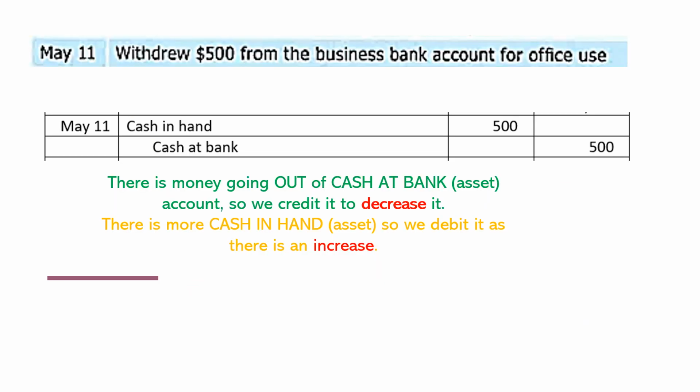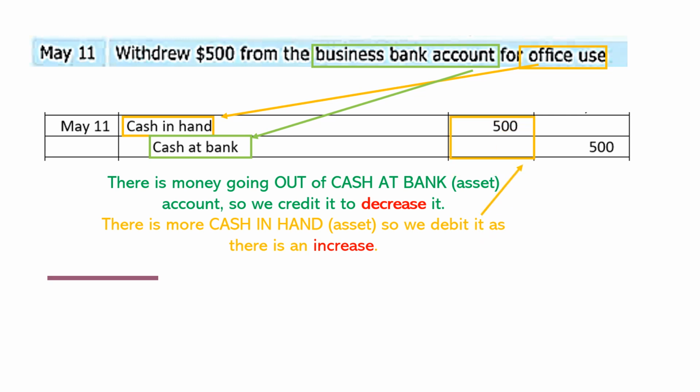All right. Okay, next. On May 11th, the owner withdrew 500 from the business bank account for office use. Again, we are going to identify the two key components here. We have the business bank account and office use. So business bank account, quite brainless, is going to be cash at bank. Office use means you're putting money into your cash register in the business. So that's where it is your cash in hand.